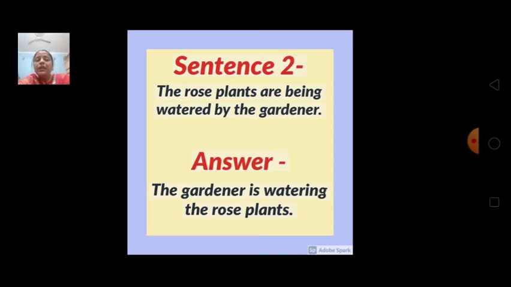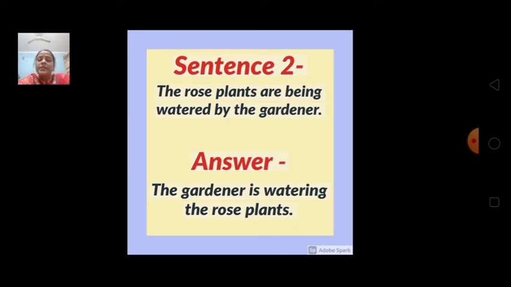We are going to see the helping verb. This helping verb is going to tell us about the tense. So the passive voice sentence is in present continuous tense, so we will change it into present continuous tense. The gardener is watering the rose plants.